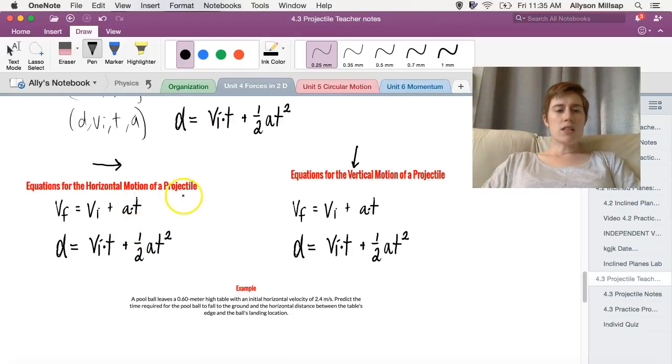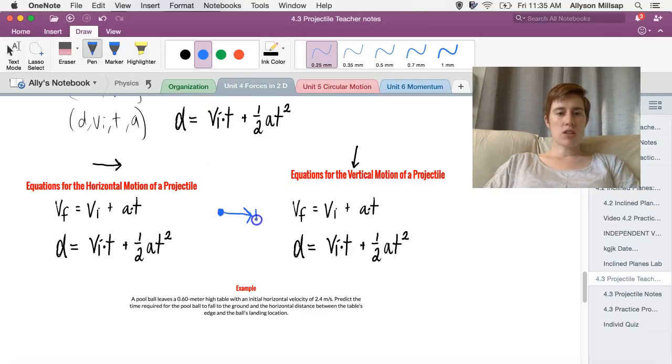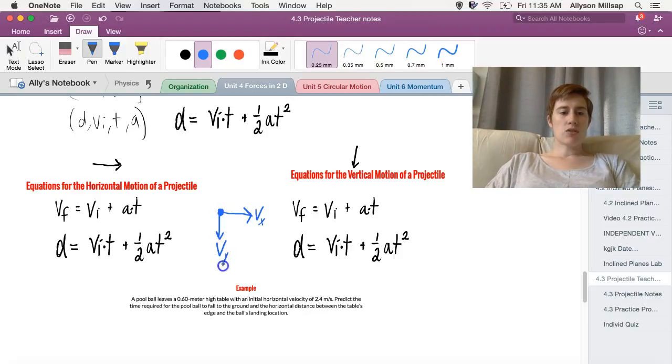So horizontally and vertically, we have to look at the motion in two separate ways, because if here's your object, it's going to have a velocity this direction. This is the horizontal velocity, the x velocity, and it's going to have some sort of speed in the vertical direction. So there's going to be a velocity that's in the vertical direction, or Vy.